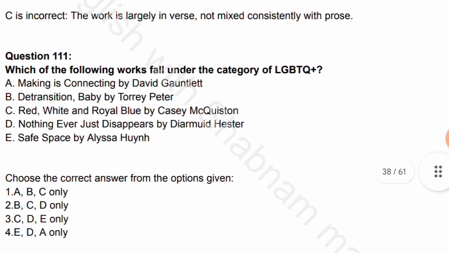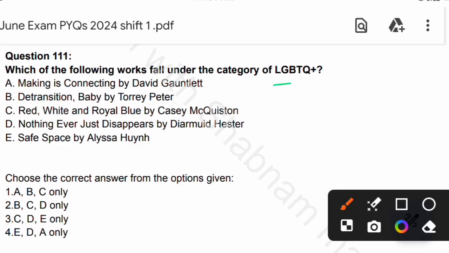Next question you have, which of the following works fall under the category of LGBTQ? Option A you have Making Is Connecting by David Gauntlett. Option B, Detransition, Baby by Torrey Peters. C, Red, White and Royal Blue by Casey McQuiston. Option D, Nothing Ever Just Disappears by Diarmuid Hester. And option E, Safe Space by Elisa Hume. What could be the correct answer? Which of the following works fall under the category of LGBTQ?